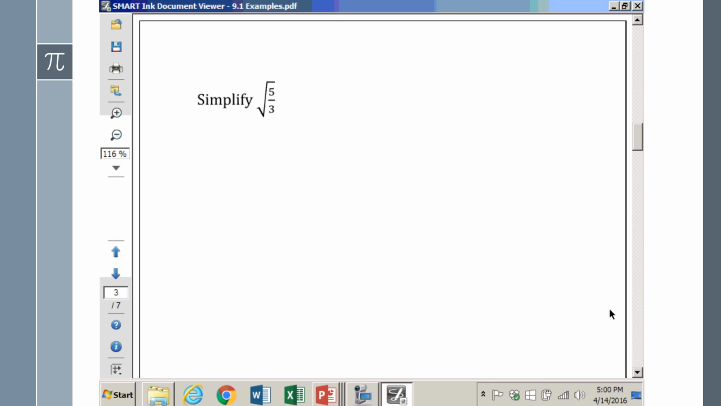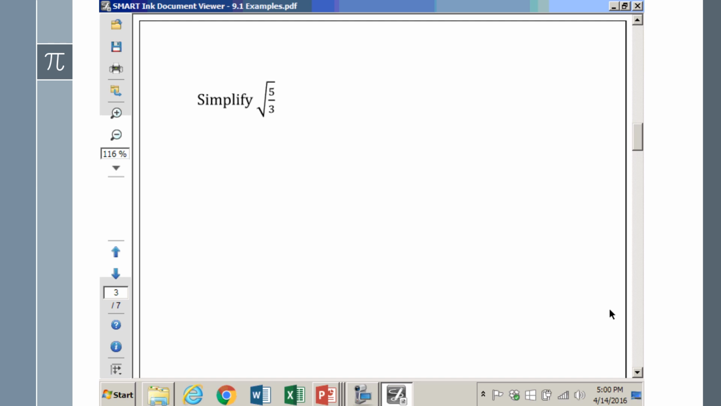Our next example is a simplification of a radical that is a fraction under the radical sign. So we can never have a radical in the denominator. That is against the rules of math. So we don't do that. We've got to get that out of there.